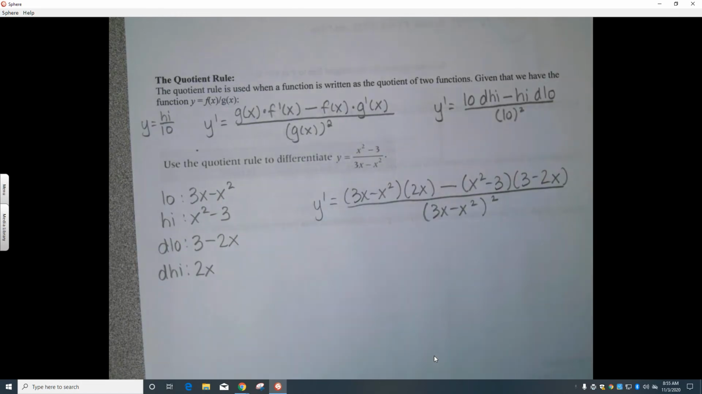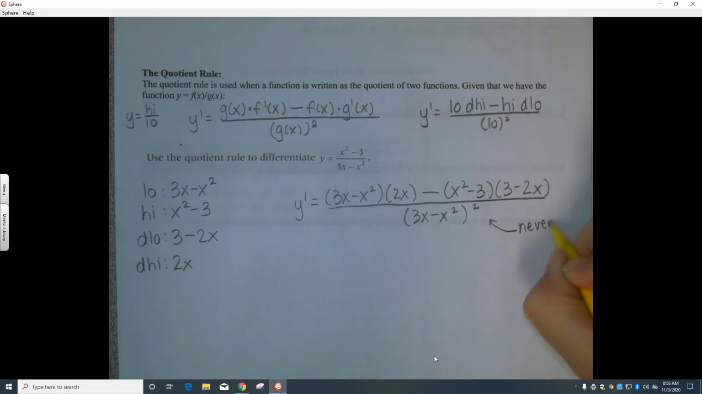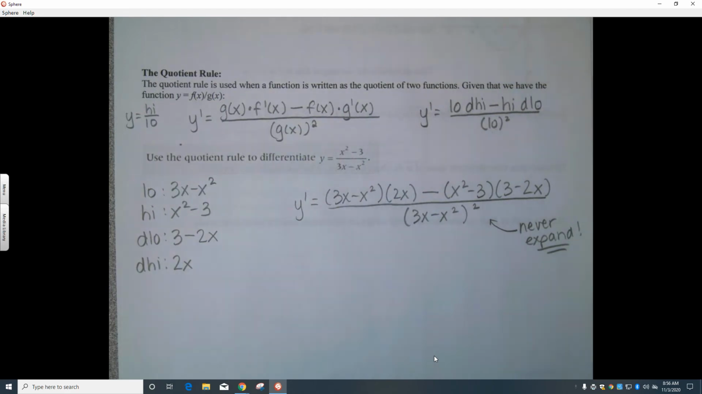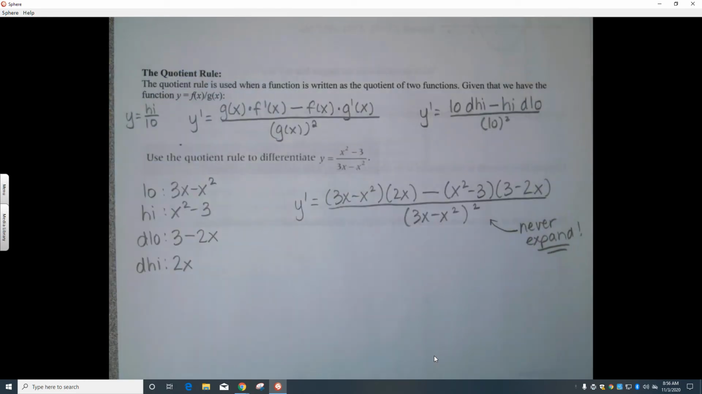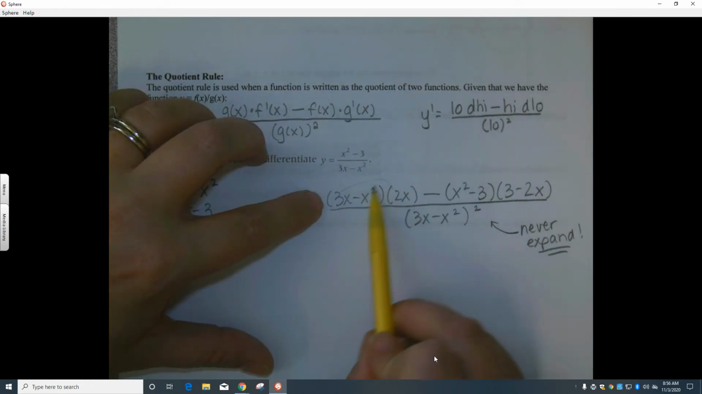Now, here's one of my hints to you. Never expand this bottom. Always just leave it in simplified, factored form like it is here. So don't ever expand that bottom one. Don't box that one out and expand it. We do, however, need to simplify this numerator. So I'm going to go ahead and distribute up here.